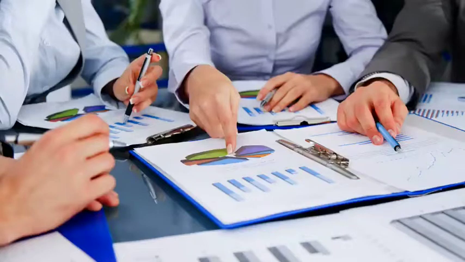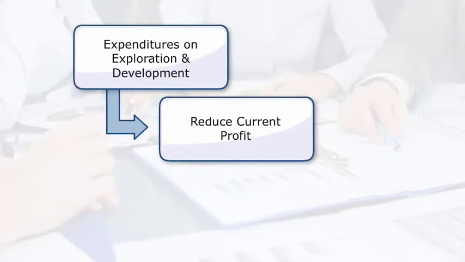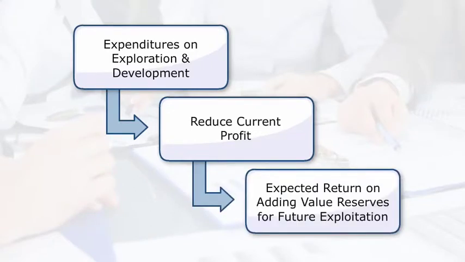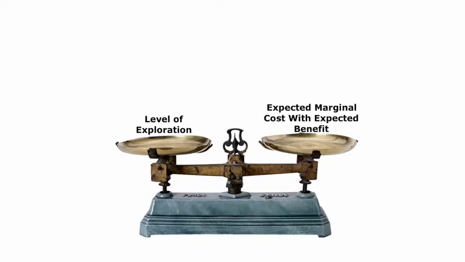Exploration is an economic activity, and like other economic activities, marginal benefit and marginal cost play a key role in determining how much exploration occurs. Expenditures on exploration and development reduce current profit with an expected return of adding valuable reserves for future exploitation. The efficient level of exploration activity balances the expected marginal cost of exploration with the expected benefit of exploration.